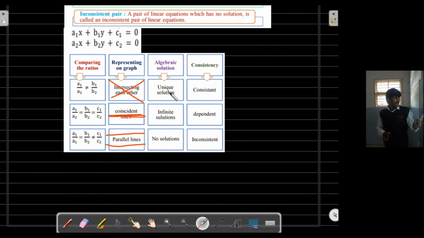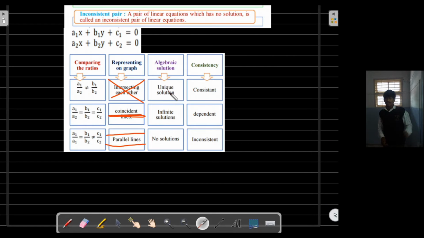Suppose all the ratios are equal, that is a1 by a2, b1 by b2, c1 by c2, all equal. Then we get coincident lines. Coincident lines mean infinitely many solutions. So it is dependent, which means we get the same common solutions.